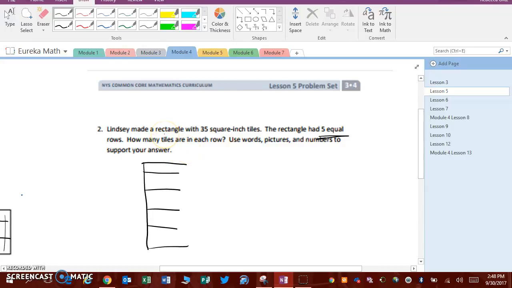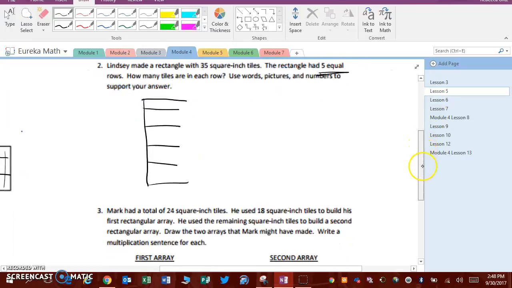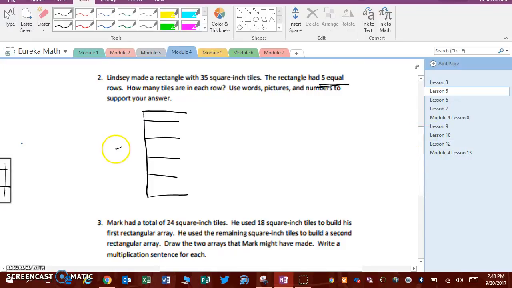Now I have to figure out how many tiles are in each row. Okay, well, we know this is going to be 5 inches, because this is telling me I'm using square inch tiles. This is not square inches though. Remember, the 5 inches represents this line. Is that a square? No, it's just a line. So we don't use the word square on our side measurements. Okay?